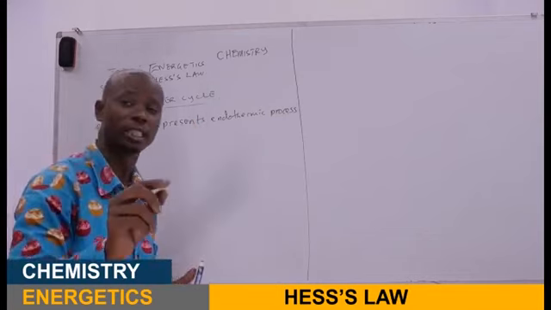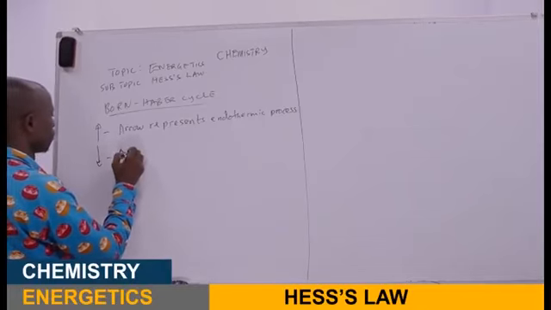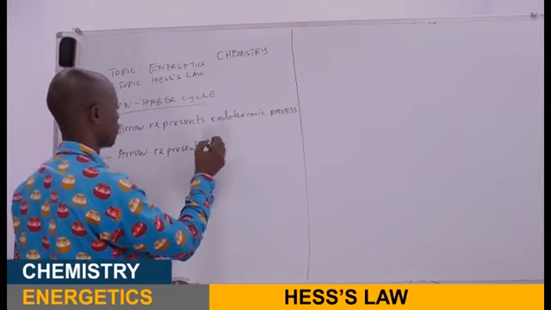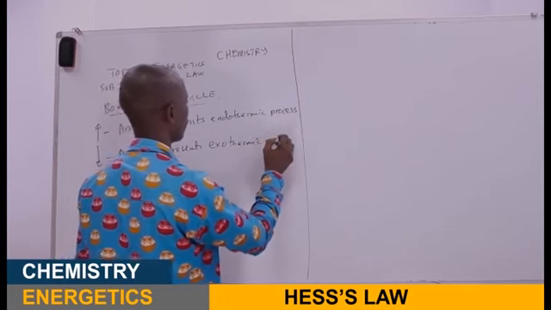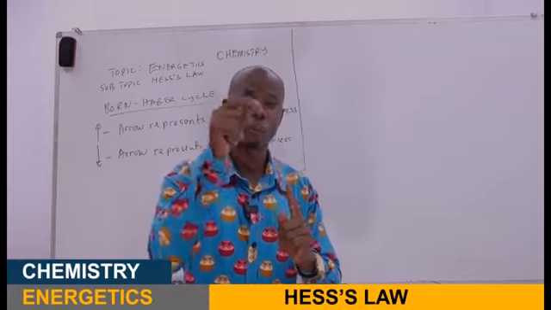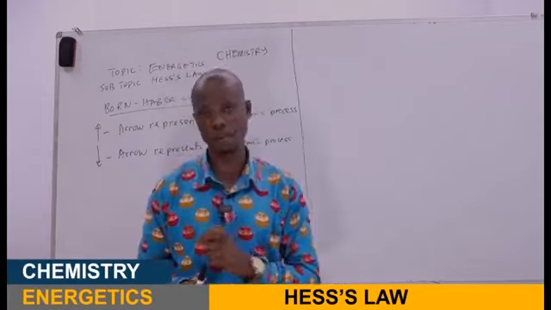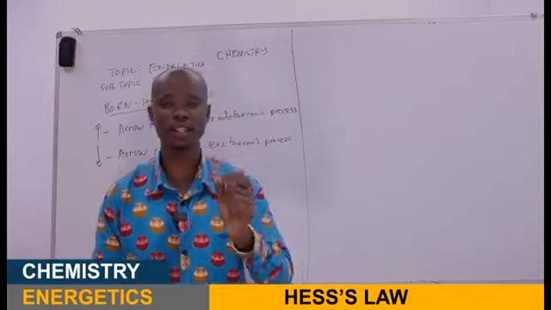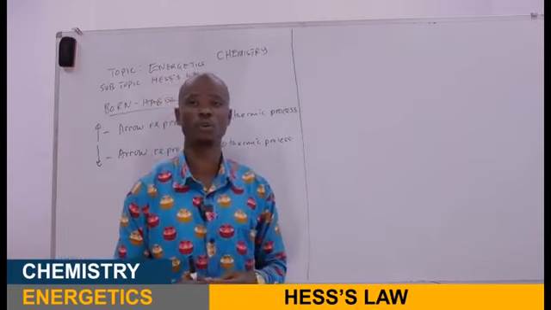And the one which is pointing downward, so when you see the arrow pointing downward, that means that process is exothermic. And when the arrow is pointing upward, that means that process is endothermic. My dear students, I'm sure that you know.